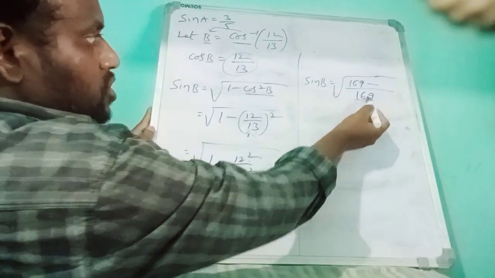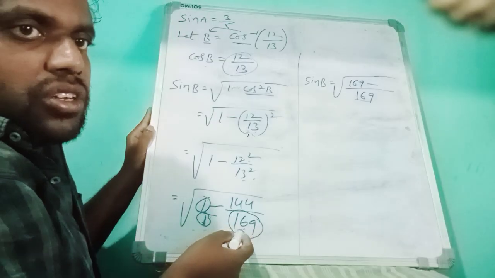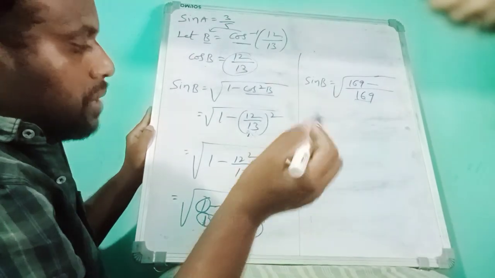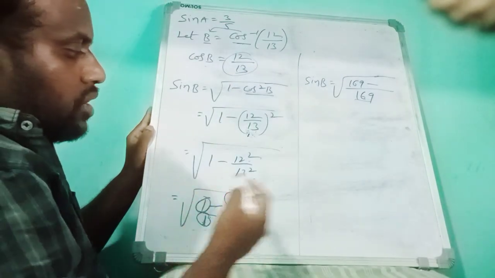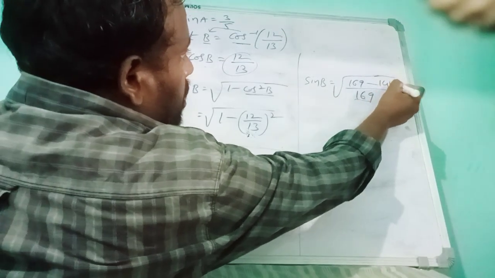Next divide this 169 by this 169. So we will get 1. Multiply that 1 with this 144. 1 into 144, so 144 only.